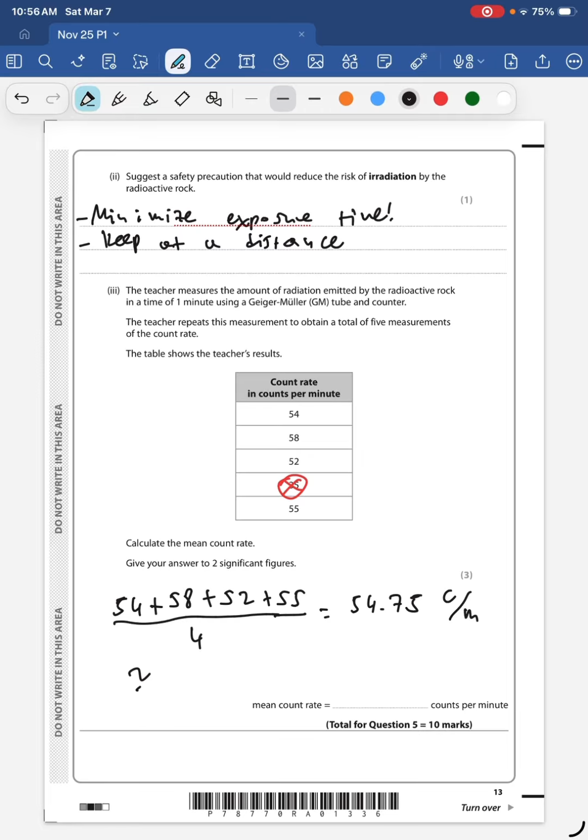Okay, this is about 55, I guess, counts per minute. All right, moving on.